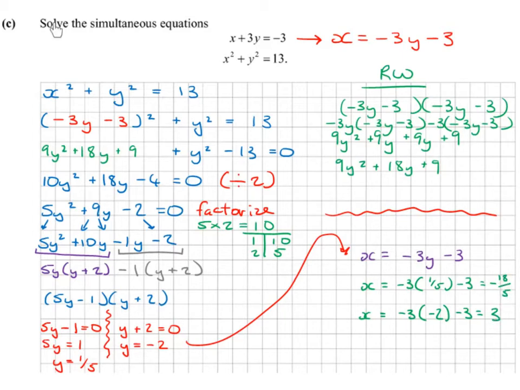I was asked to solve, which means find my x values and find my y values. This is a line and this is a circle. If I was asked to find the points of intersection, which is the same method, I would have one more step at the end where I would put my coordinates together. So I would say the first point of intersection is minus 18 over 5, comma, 1 over 5. And the second point of intersection is 3, comma, minus 2.